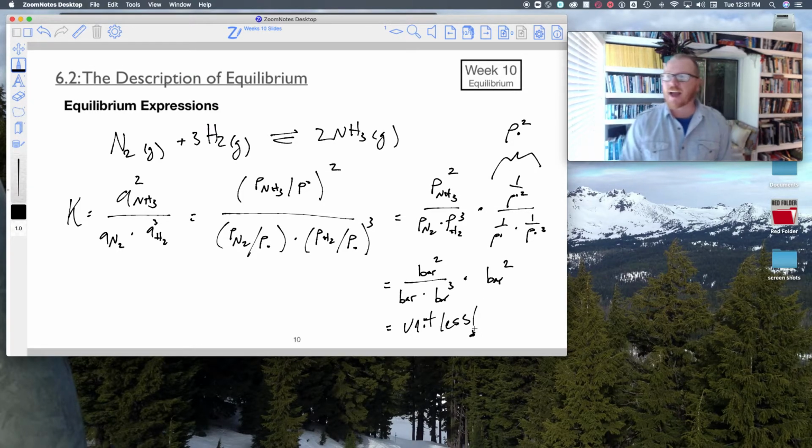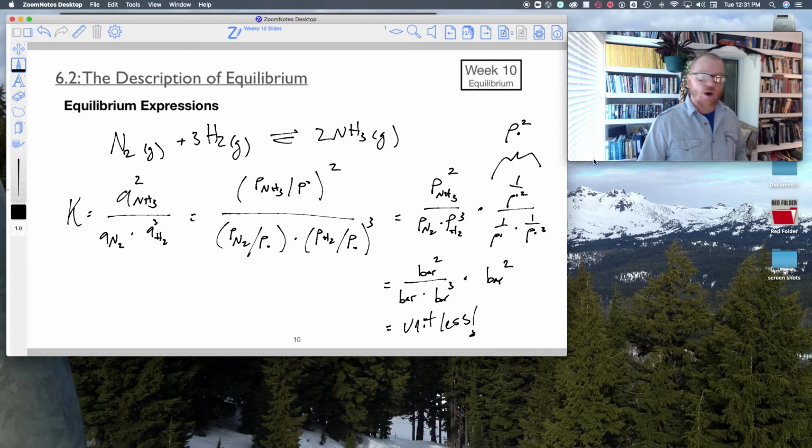Maybe that bugged the heck out of you in Chem 109. We told you, oh, they're just unitless. But if you use this chunk, you can see that's clearly not going to be unitless. But because equilibrium is technically based off of activity, it does become unitless, okay?